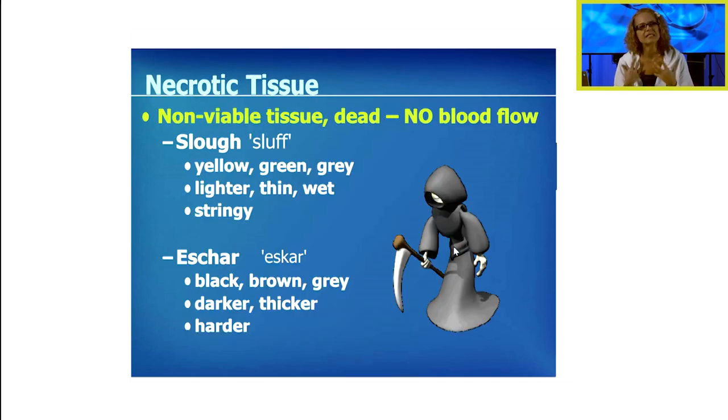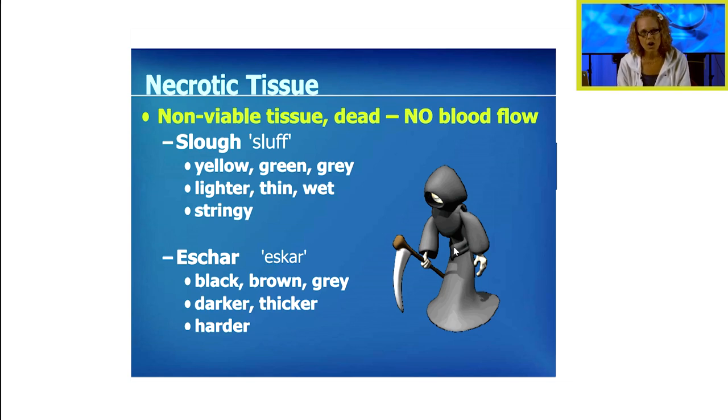So now we're going to take a look at some of the types of tissue that we can see. Non-viable tissue is also considered dead tissue. So these words are all used together. Non-viable, dead, no blood flow. This tissue is necrotic. Okay, necrotic means dead. Some of the words we use to describe necrotic tissue can be slough. That is how this word is pronounced. S-L-O-U-G-H is pronounced slough. And this is a yellow, green, gray, a lighter colored, thin, kind of a wet or even stringy type of tissue.